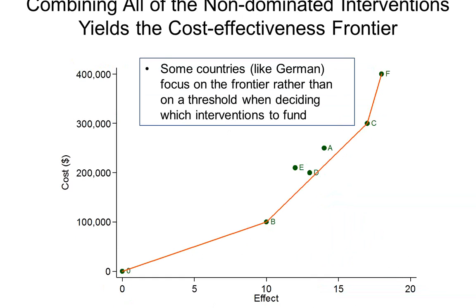So remember I told you about the threshold and that different countries debate about what the threshold is. Of interest, some countries like Germany focus on the frontier rather than on a threshold when deciding which interventions to fund. So they say, if the threshold represents those interventions that are efficient, then they focus on, for each disease, trying to just ascertain what the most efficient treatment is, rather than applying it relative to a single threshold that applies across all diseases.